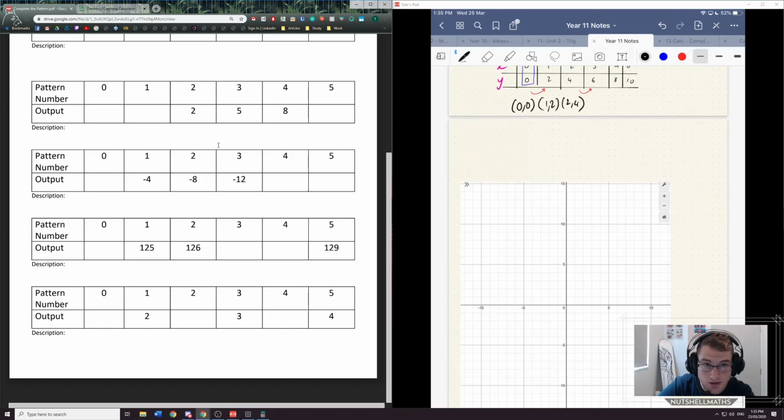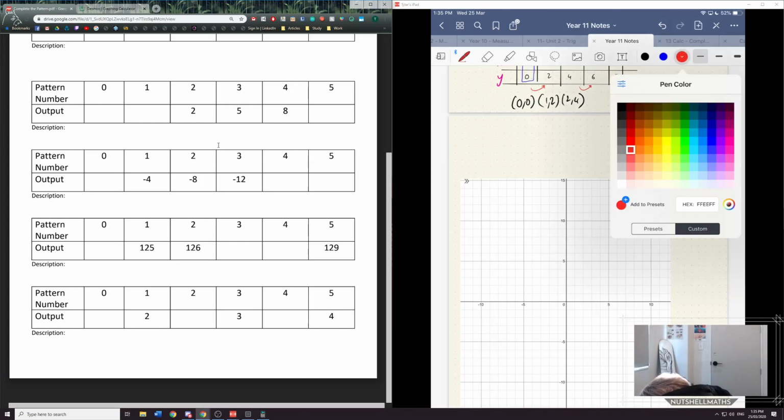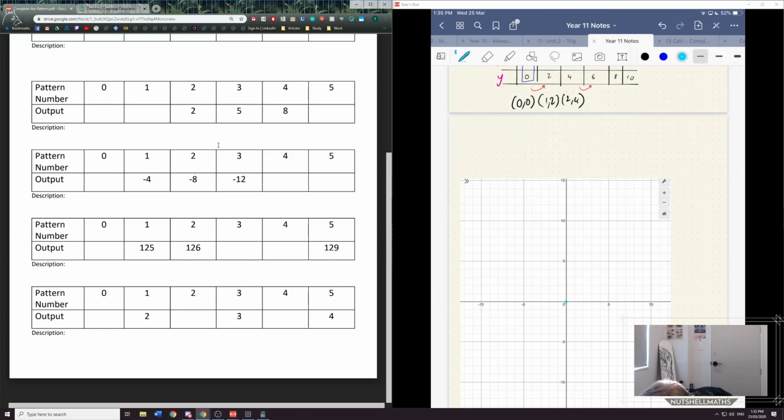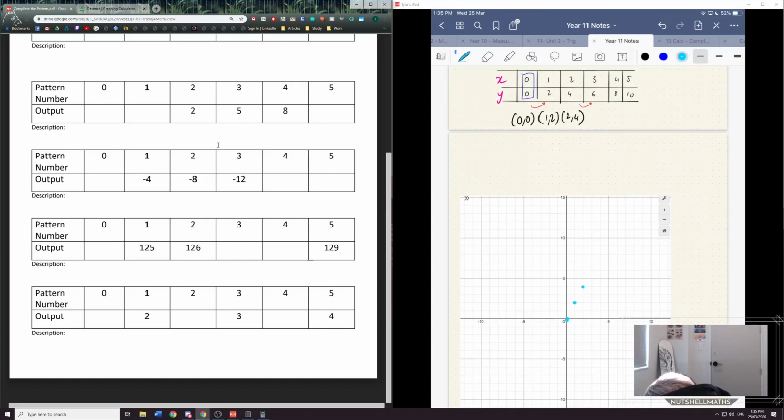So we've got 0, 0, 1, 2, 2, 4. Stop scrolling. 0, 0. Let's draw a little dot for 0, 0. What color do you guys want this graph to be? Let's go like a cyan. Is that cyan? 0, 0. Then we've got 1 on the x, 2 on the y. Then we've got 2 on the x, 4 on the y. And you could keep doing this. We've got 3, 6. Can you see that? 3, 6. Let's go 1, 2, 3, up 6. And we've got 4 and 8.